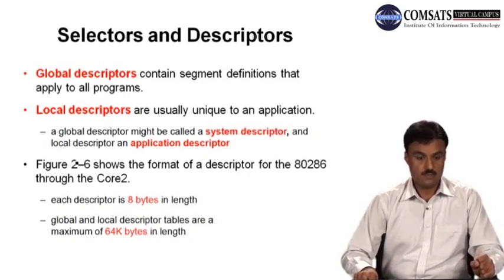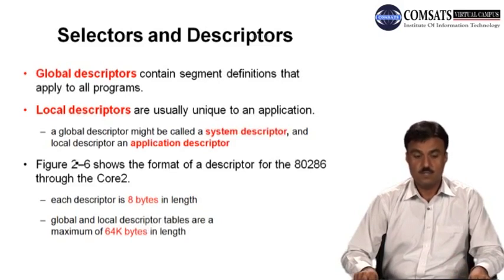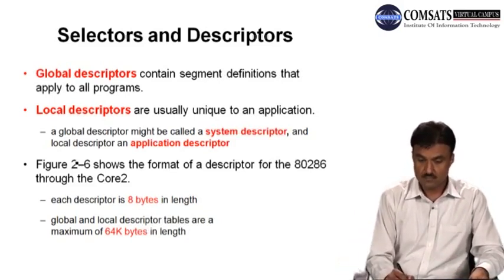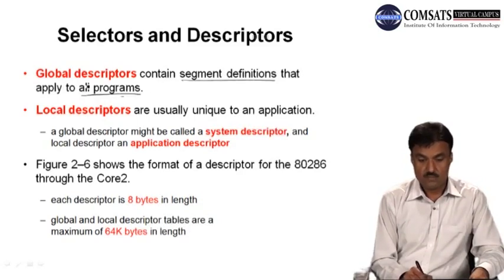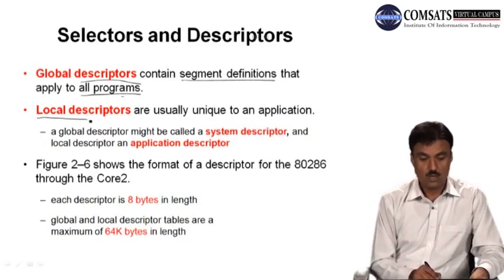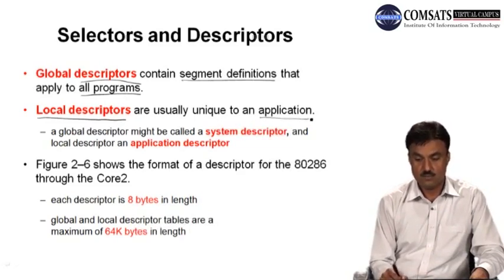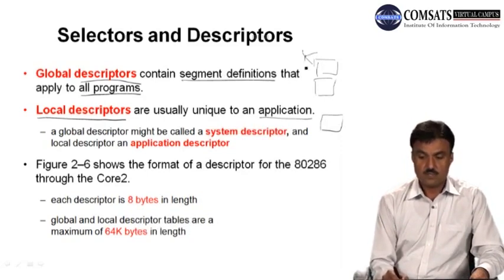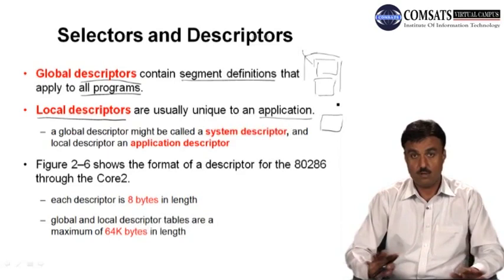But now we are going to discuss general information about the descriptors. There are two types of descriptors. One is called the global descriptor, and another group of descriptors are called the local descriptors. Global descriptors contain segment definitions that apply to all programs, not only a single program, but all programs which are being executed inside the memory. And the local descriptors are usually unique to an application. For example, we have multiple programs, one program running here, another program running at a different memory location, and so on. So global descriptors define the properties of the segment definitions that apply for all the programs.